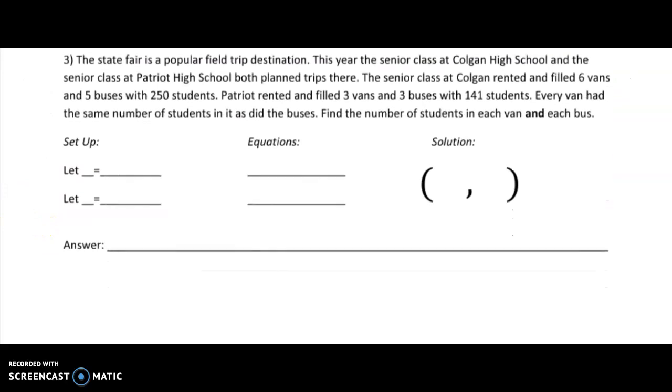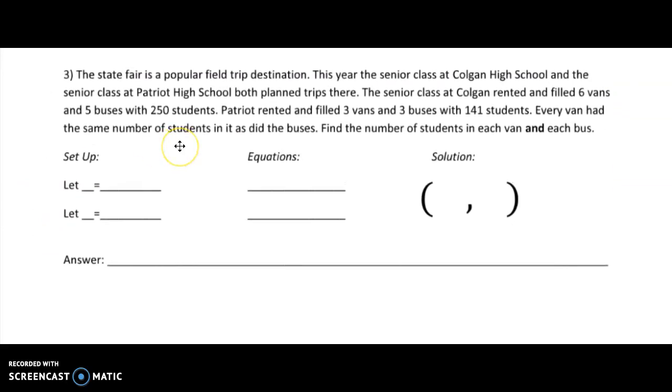Okay, moving down to number 3. In this problem, we're talking about the state fair. The state fair is a popular field trip destination. This year, the senior class at Colgan High School and the senior class at Patriot High School both planned trips there. The senior class at Colgan rented and filled 6 vans and 5 buses with 250 students. Patriot rented and filled 3 vans and 3 buses with 141 students. Every van had the same number of students in it as did the buses. Find the number of students in each van and each bus.